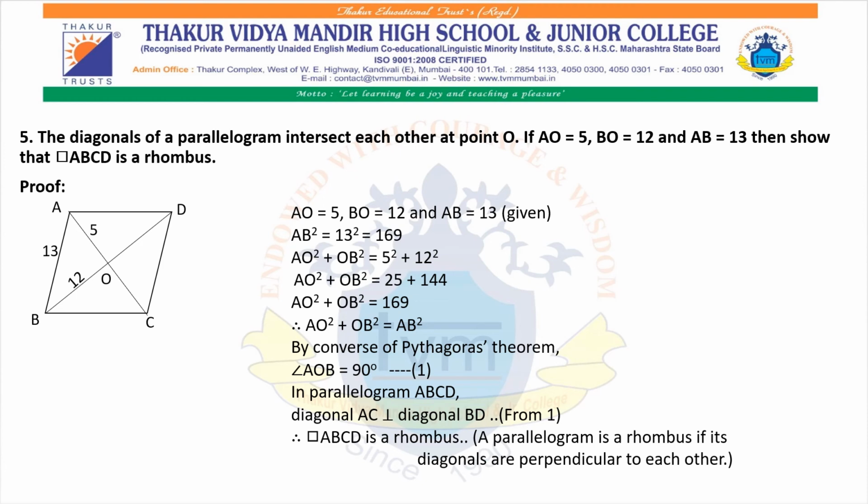In parallelogram ABCD, diagonal AC is perpendicular to diagonal BD, from 1. Therefore, quadrilateral ABCD is a rhombus. A parallelogram is a rhombus if its diagonals are perpendicular to each other.